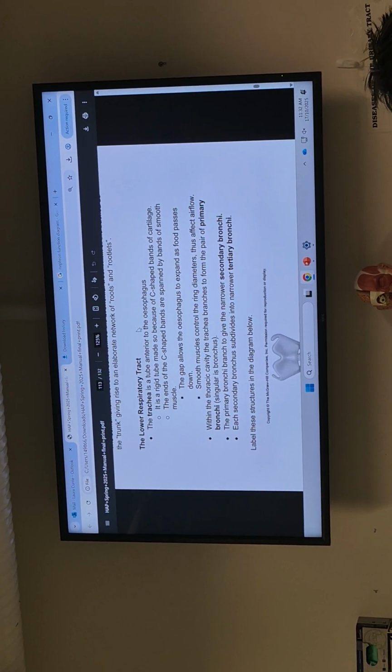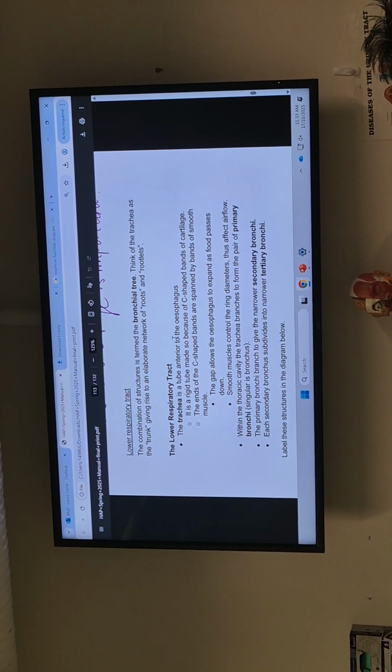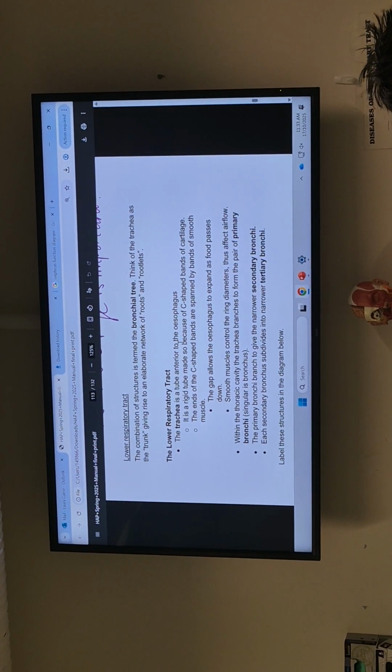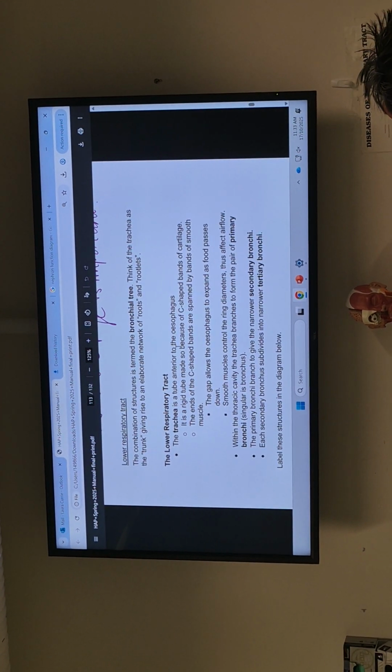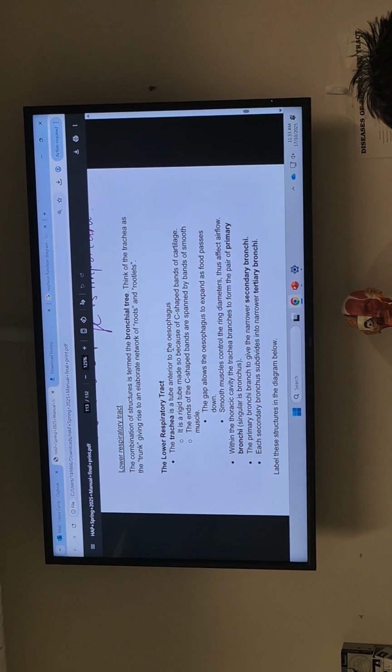And then what else? Okay, and another thing, so know the epithelium that lines your trachea. Remember, it's got cilia, so it's ciliated, and it's pseudostratified columnar epithelium because it secretes mucus. Okay?